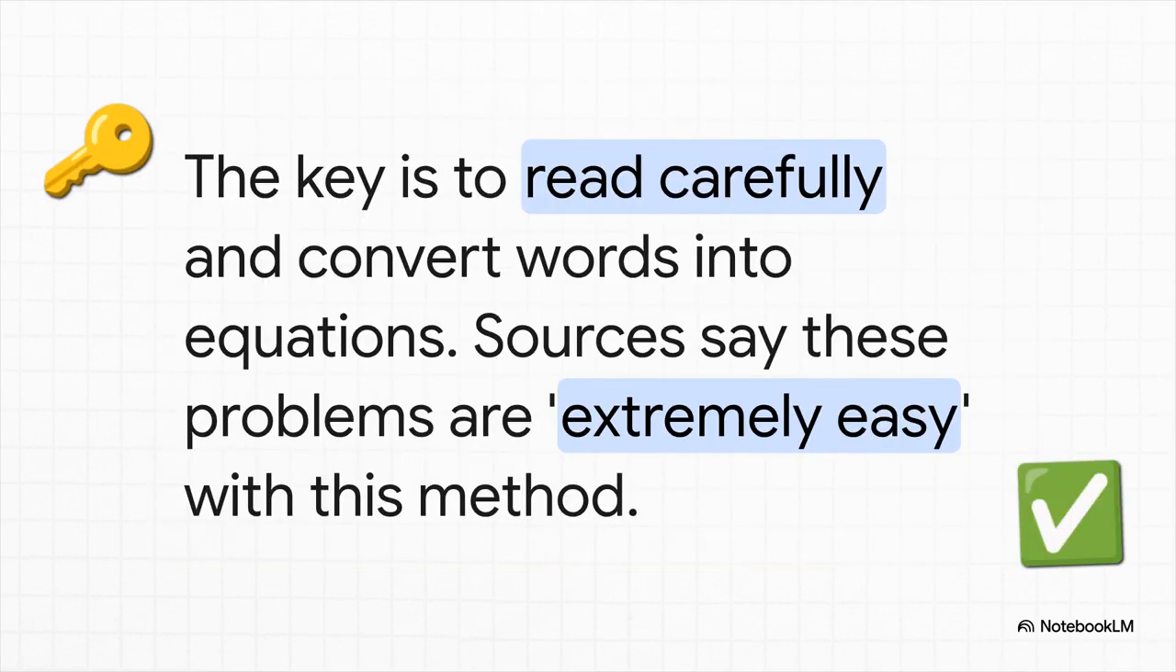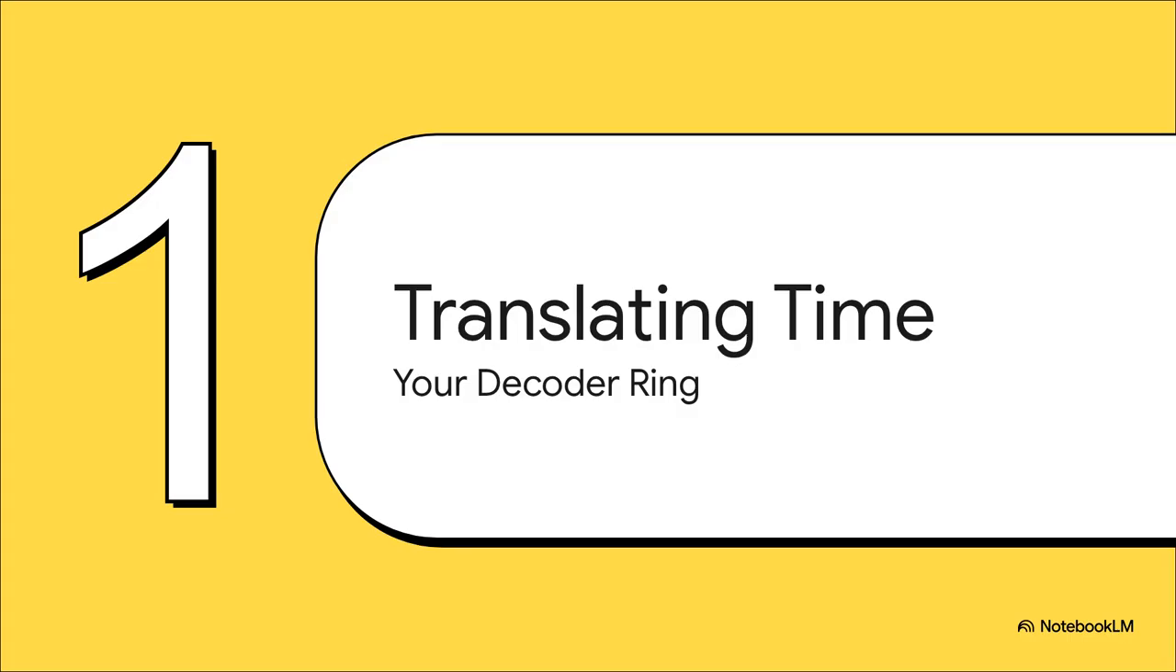You just have to read the question really carefully and turn the words into equations. The sources on this are super clear. These problems can be, and I'm not kidding, extremely easy if you just pay attention. Everything you need is hiding in plain sight. Okay, so if we're going to be code breakers, we need a decoder ring, right? That's what we're doing now. We're building our toolkit, our cheat sheet, for turning these confusing sentences into math that actually makes sense.